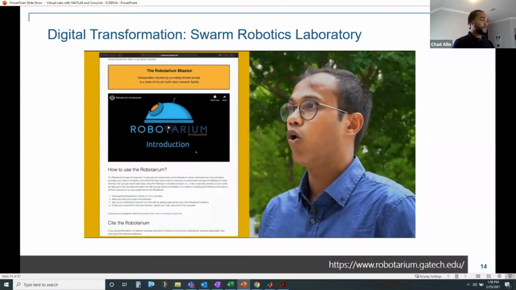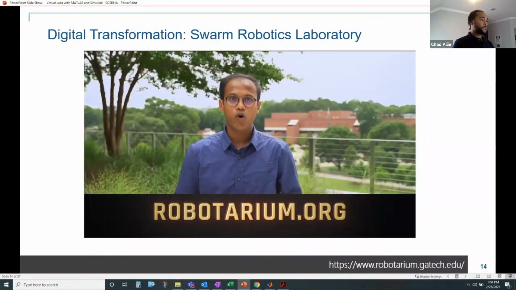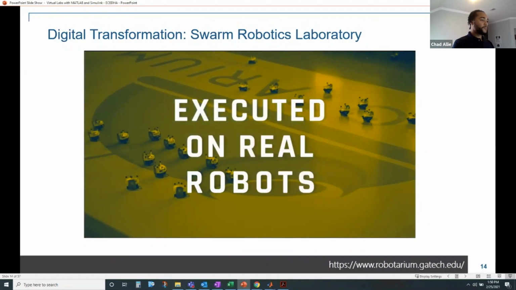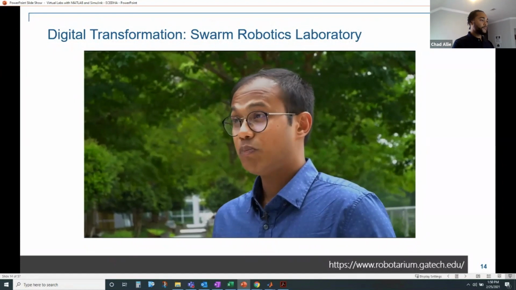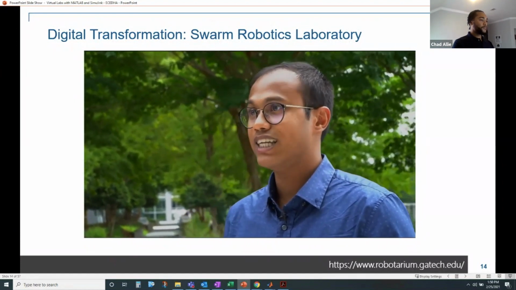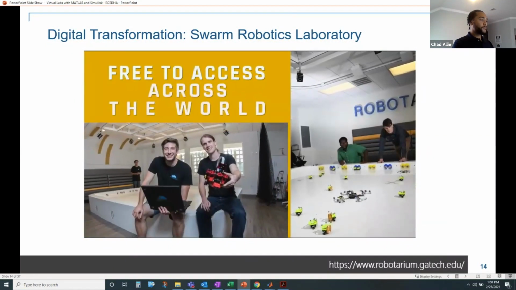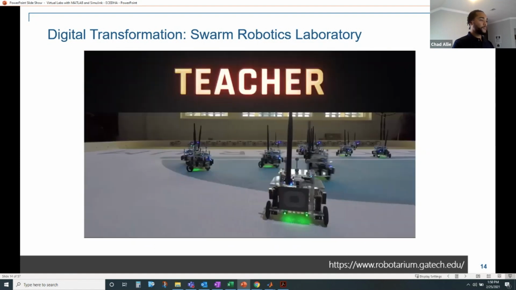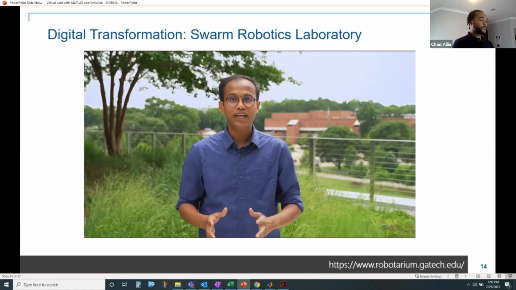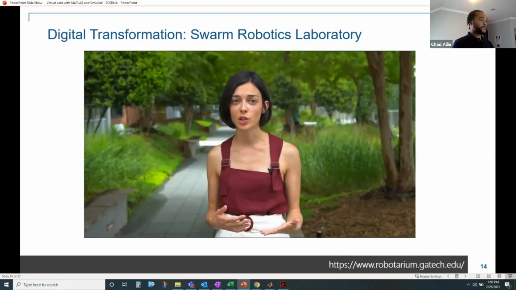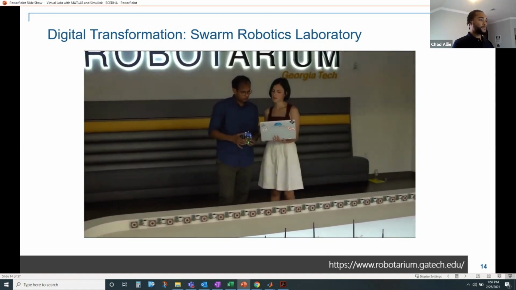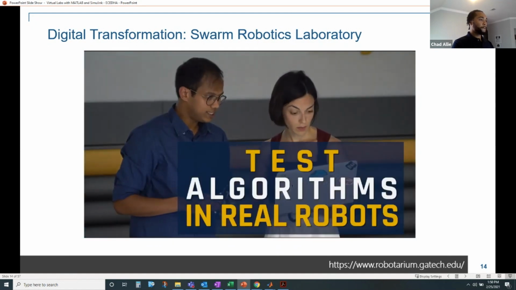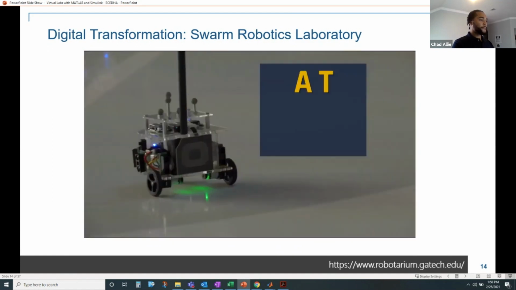Anyone in the world can go online to our website, robotarium.org, and upload code which will be executed on real robots within the Robotarium. One of the special things about the Robotarium is that it's free to access from across the world. So it does not matter if you're a high school student or an undergraduate or a teacher, the Robotarium is completely free to use. It allows researchers that maybe don't have the means to build a huge robotics lab to actually test their algorithms in real robots at no cost.